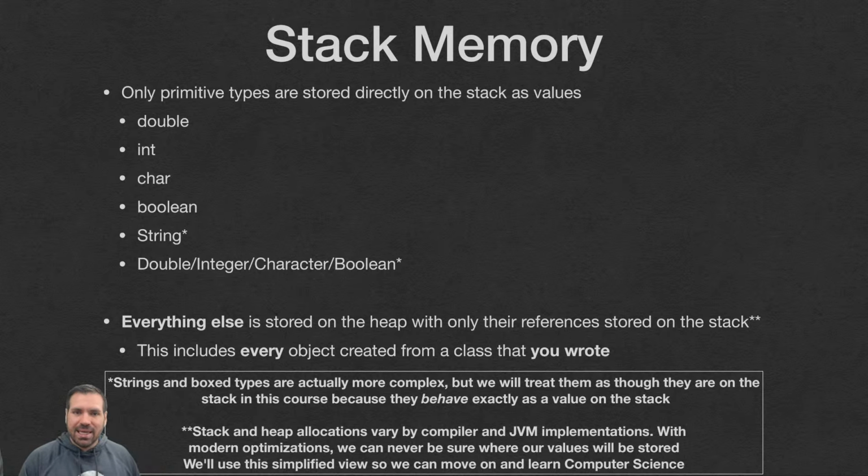In 116, this list is exhaustive. Everything else is going to be a reference to an object on the heap. So we already saw ArrayList and HashMap, but also any single object that's created from a class that you wrote or that I wrote or that anyone wrote in Java is going to be on the heap, and our variable will store a reference to that object.